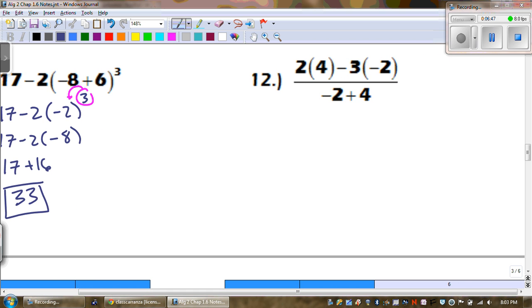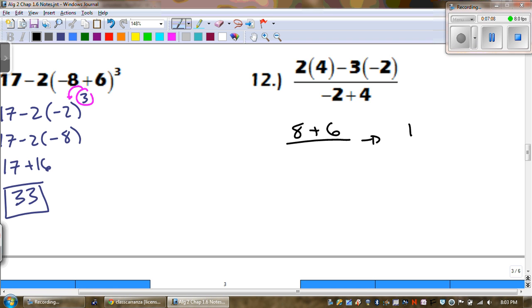All right, number 12. Let's worry about the top first. And on the top, we actually have 2 sets of multiplication. So 2 times 4 gives me 8. And -3 times -2 gives me +6. And 8 plus 6 gives me 14. On the bottom, -2 plus 4 gives me 2. Just move that down, and then we've got 14 divided by 2, which is 7.